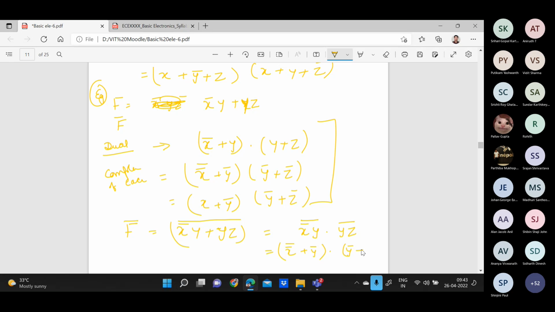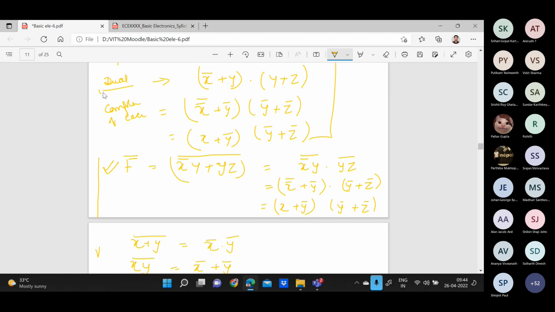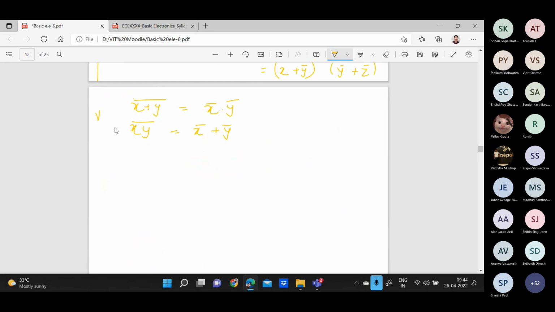Similarly, this will be y bar plus z bar, because De Morgan's theorem says that (x plus y) whole bar is equal to x bar dot y bar, and it also says that (x y) whole bar is equal to x bar plus y bar, right? So if you do it like that also, you will get the same answer as we have written earlier. Either you can go with this process, or you can apply duality and the complement of each vector. You can also go for simplification by using these methods.